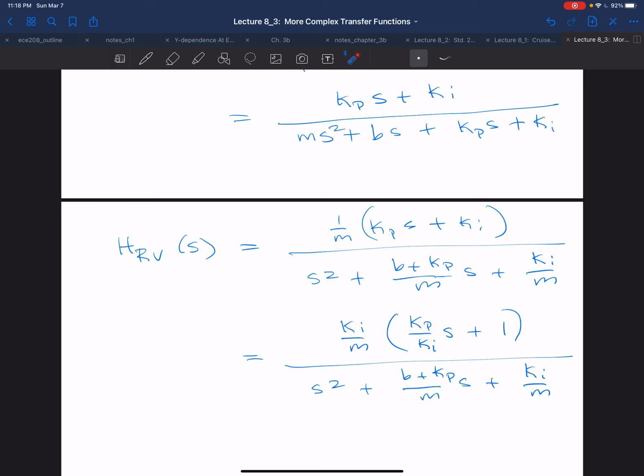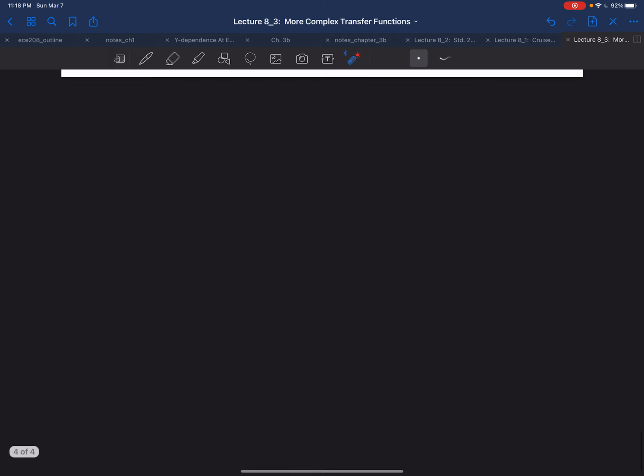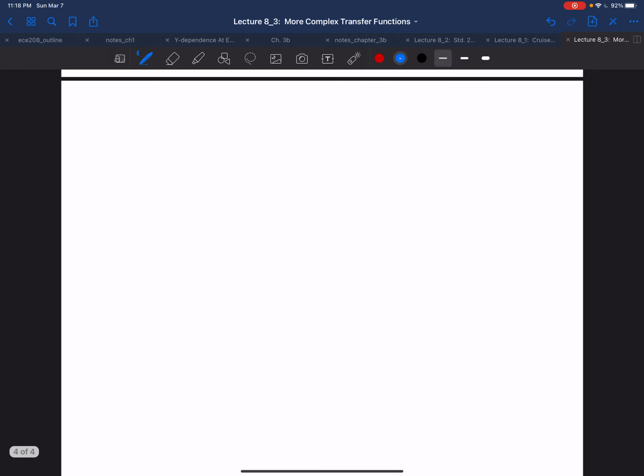So we can look at more complex transfer functions by analyzing them in terms of the standard examples that we've already looked at, the standard first order system and the standard second order system. So let's start to see how we can do that. And we'll start with this case that we've just seen, the case where you have a finite zero in your transfer function.